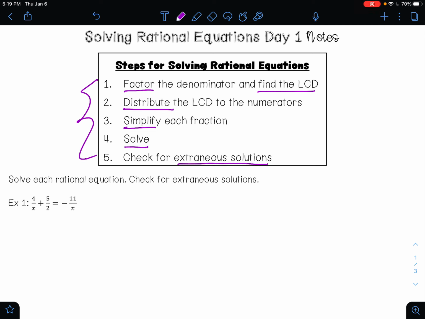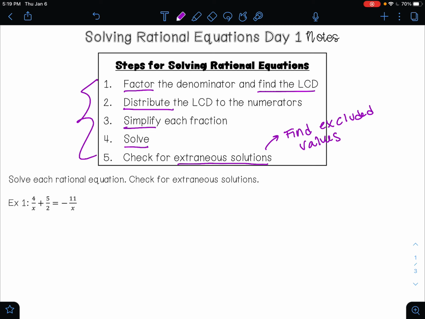When we start multiplying both sides of an equation by variables, we can get extra solutions that aren't actual solutions to the original problem. And so to check for extraneous solutions, what you're going to do is find your excluded values and see if those excluded values are some of the solutions that you got. And I'll show you what I mean when we do each problem.